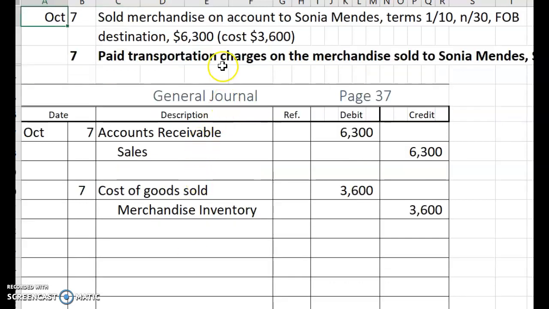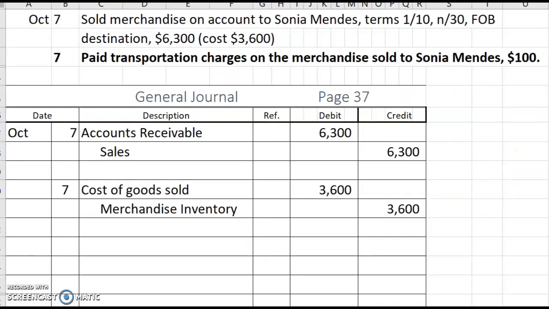Then we have to make a journal entry because we paid, let me make my screen bigger, we paid $100 in transportation charges for the goods that we shipped to Sonia Mendez. Since we incurred these transportation charges as a seller, we're going to debit delivery expense for $100 and credit cash.